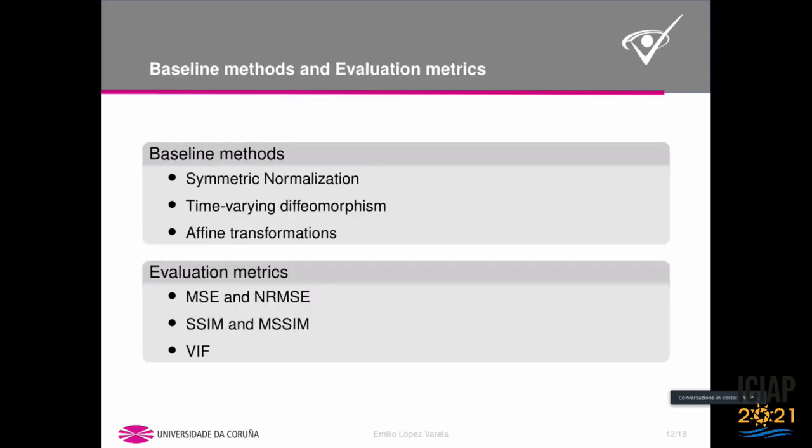Here you can see, to prove the efficacy of the model, as a baseline we use this series of widely used registration methodologies. As evaluation metrics, we use this set of different distance metrics that you have defined here.